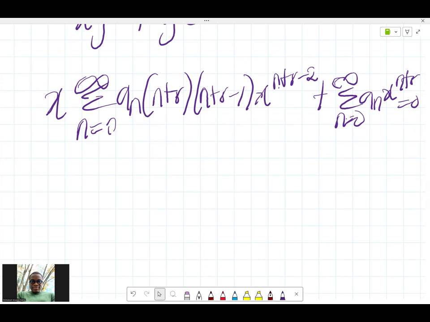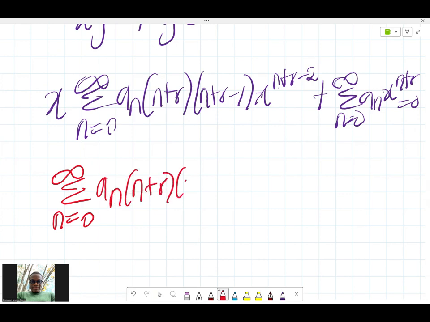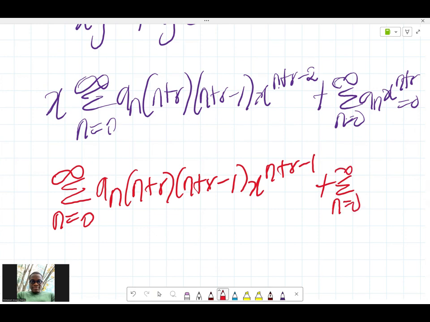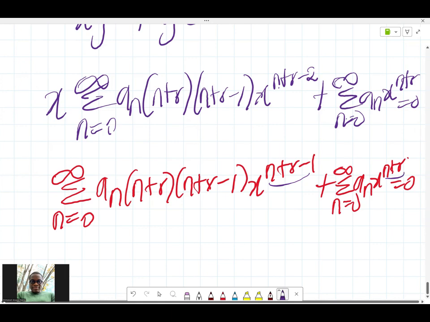So we have now the summation from n equals 0 to infinity of a_n (n plus r minus 1) x raised to power n plus r minus 1, plus the summation from n equals 0 to infinity of a_n x raised to power n plus r, equals 0. At this point, you discover that the powers of x are not the same, so we have to find a way of making them the same. That is where the shifting of indices comes in.